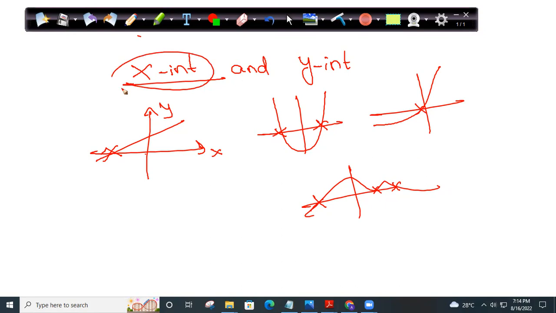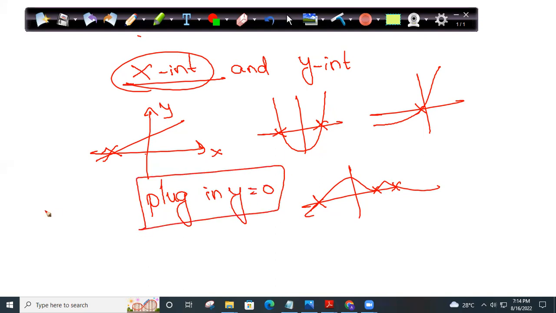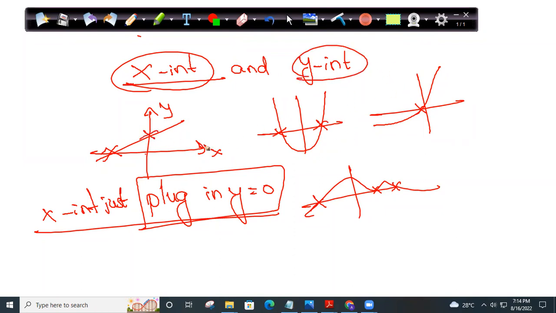How do you find x-intercept? Just plug in y is equal to 0. That is how you find x-intercept. How do you find y-intercept? What is y-intercept? This is y-intercept, the point where the graph is touching the y-axis. To find it, just plug in x is equal to 0.